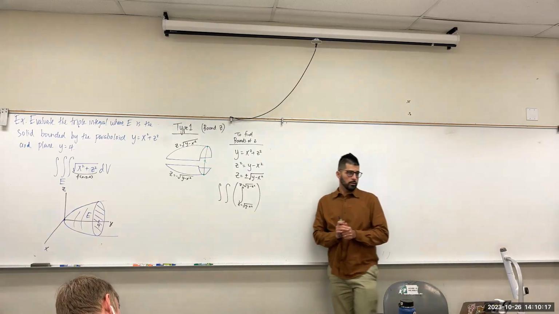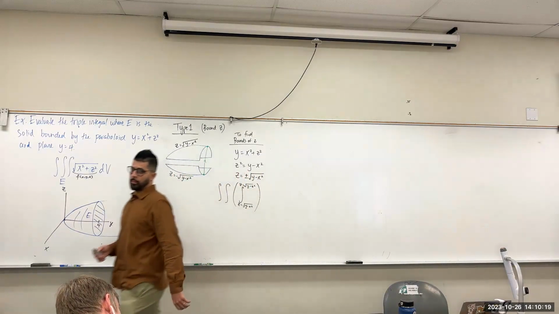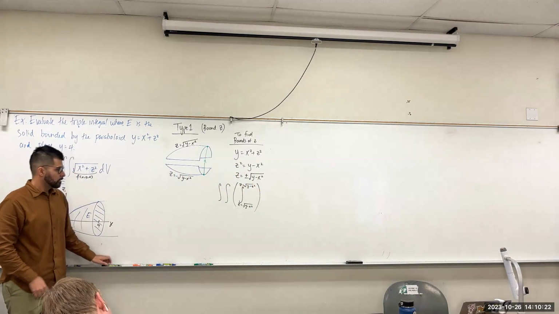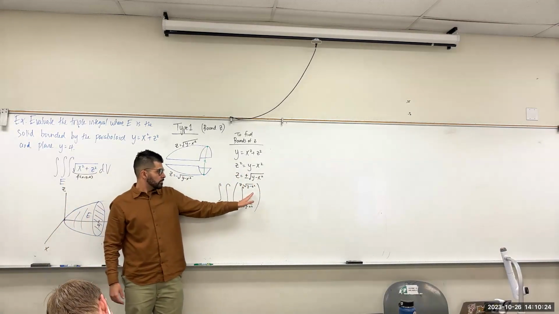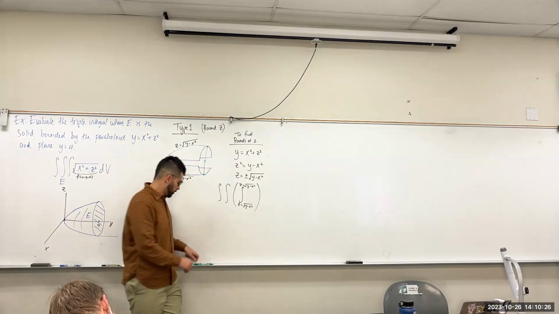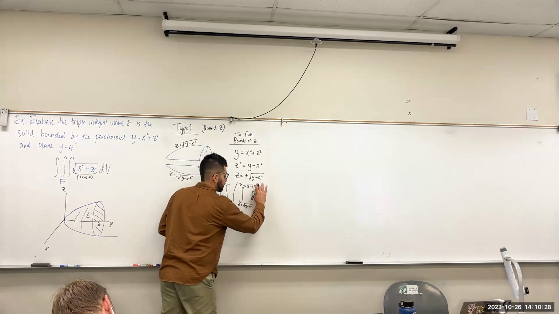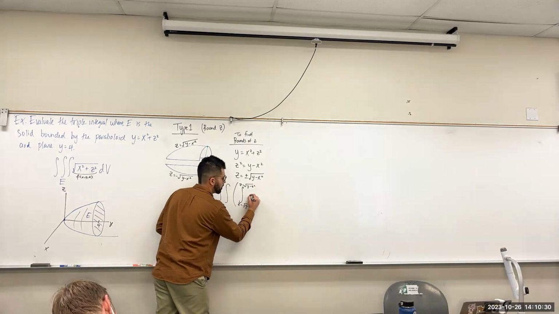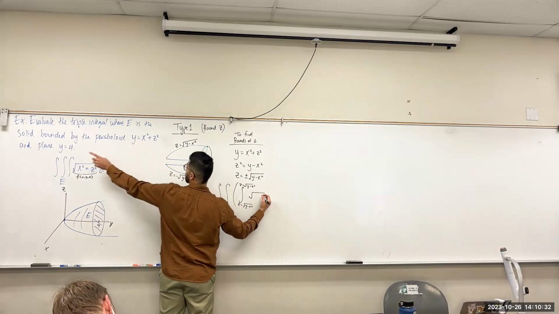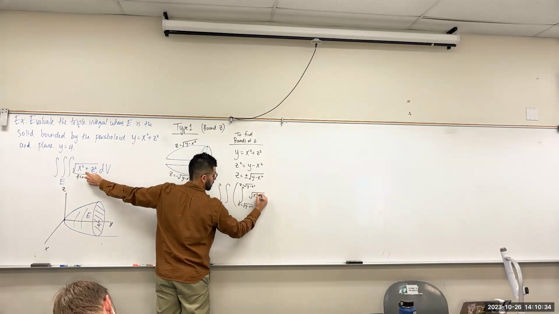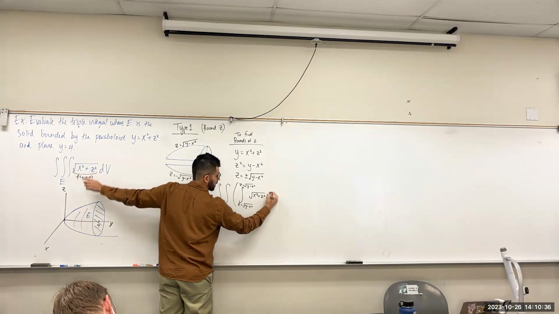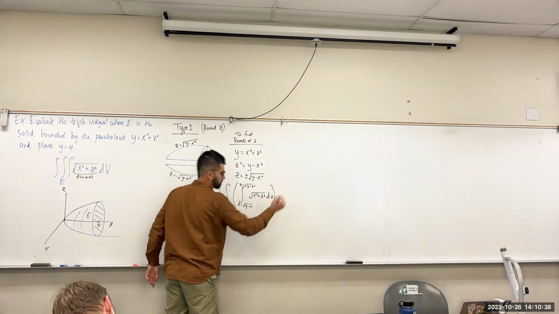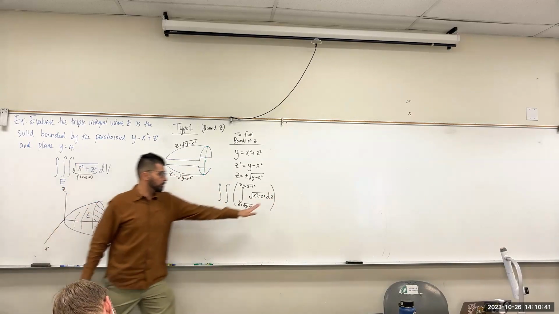Can you see it? Okay. Type 1, your first guy here. So we're still using this function. We were given the function here, but now we're doing dz first. So what are the next two variables?